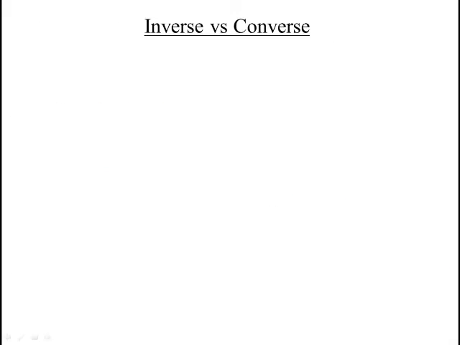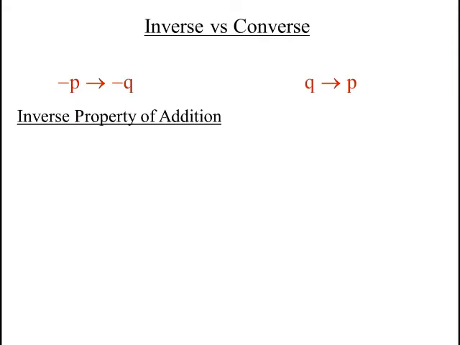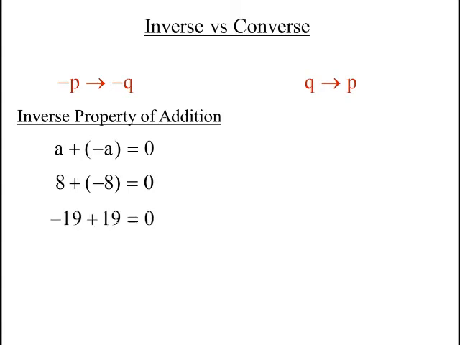So let's look at inverse versus converse, because a lot of times students get them confused, and I want you to be able to keep them straight in your head which one's which. One of them, there's negatives involved, and the other one flips. So this is how I think of it. When I see the negatives, I think inverse property of addition. The inverse property of addition says when you add a number to its opposite, you get 0. So a number and its opposite always makes 0. So inverse involves negatives. So that's how I remember the inverse is the one that has the negatives.